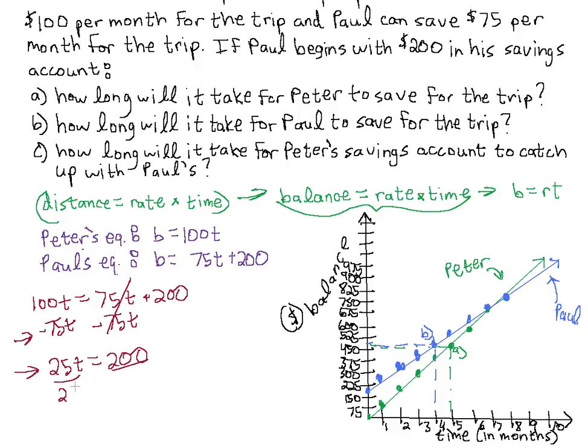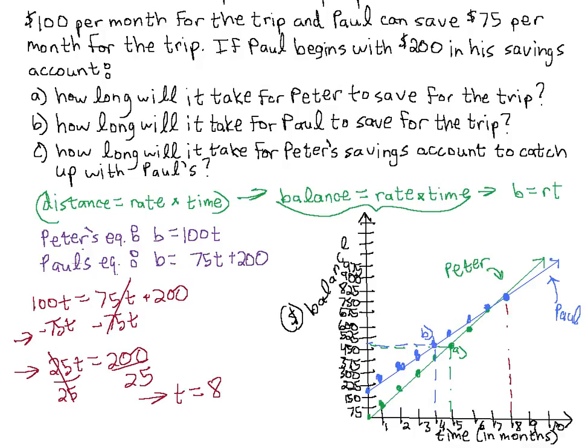And we can isolate our variable of time by dividing both sides by 25, which gives us t equals 200 divided by 25, which is 8. So we know that at 8 months, Peter and Paul's equations equal each other. If their equation is given as a balance, we know that their balances are equal. So right here at 8 is going to be the time where our equations are equal.